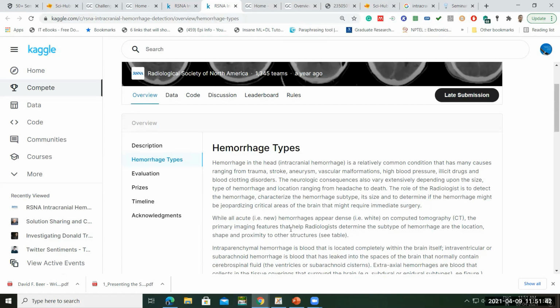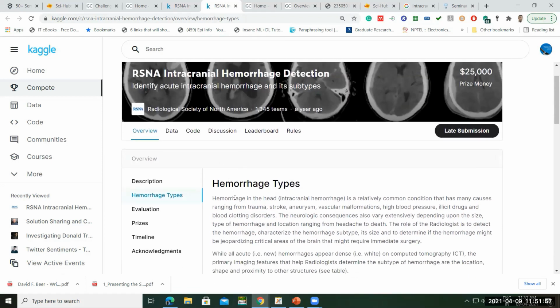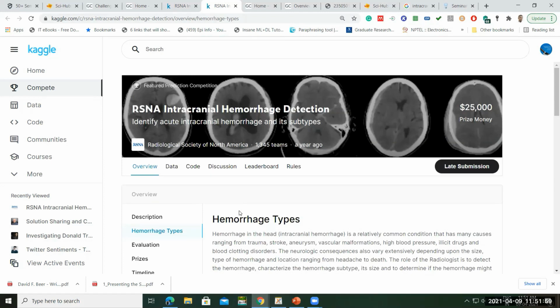So what is it actually? There is blood seepage in the brain. That's it. Intraparenchymal hemorrhage is blood that is located completely within the brain itself. You see here, there are different types of this. So hemorrhage is blood leakage in the brain, and most times we call it internal bleeding. If this is not addressed, somebody dies.